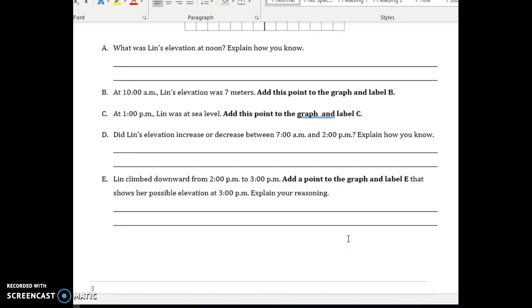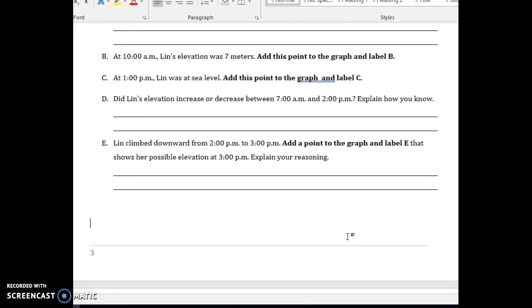E. Lynn climbed downward from 2 p.m. to 3 p.m. Add a point to the graph and label E that shows her possible elevation at 3 p.m. Explain your reasoning.